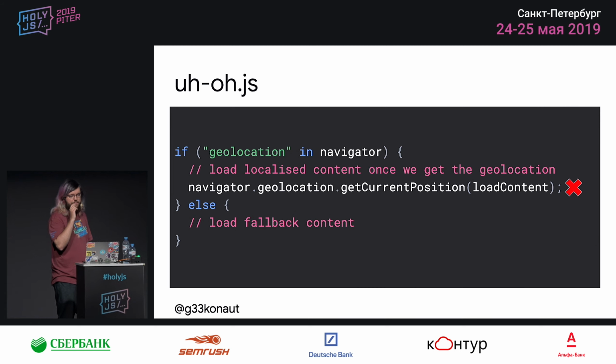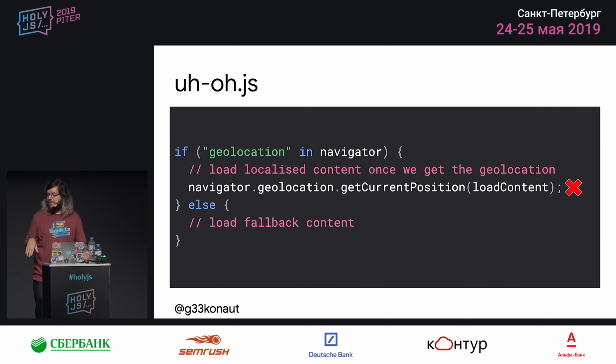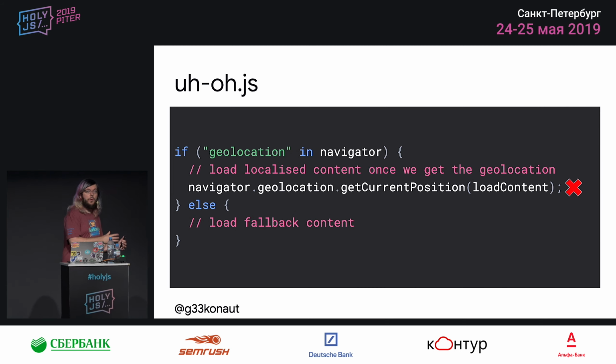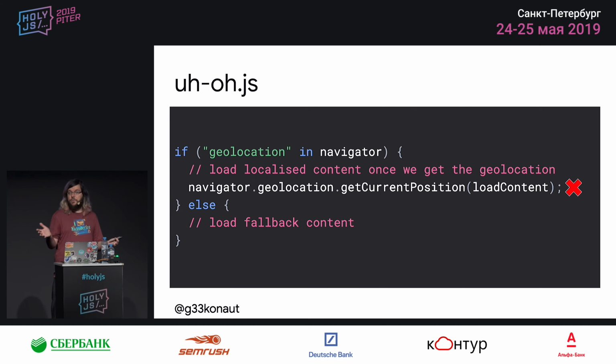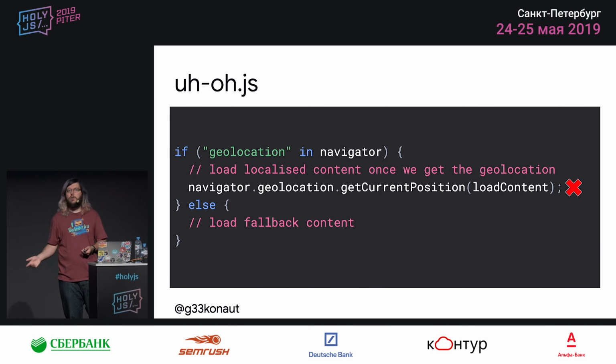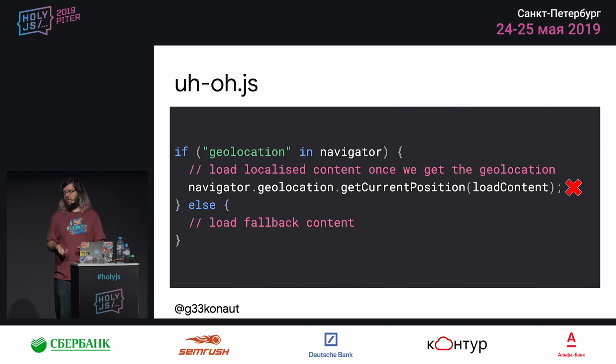So we check if this browser supports geolocation. It does, that's fantastic. So then we load content local to me. So if this is, again, a news site, it might load news stories from Russia now, and back in Switzerland, it will load Swiss news stories. If my browser doesn't support geolocation, that is fine. We just load the global news.